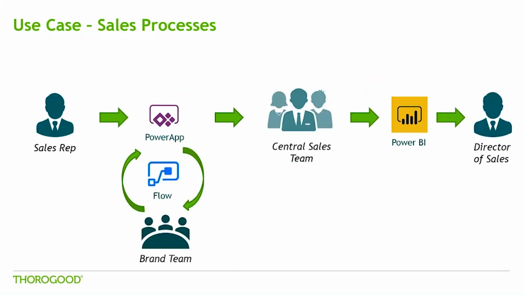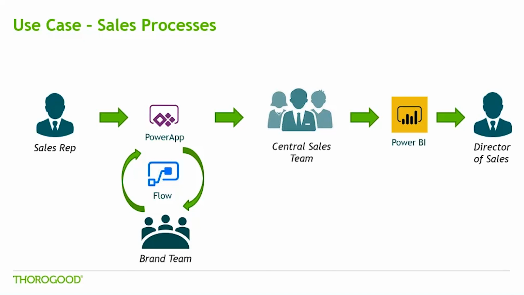To help streamline the process for approvals for samples, Microsoft Flow is used to automatically send emails to the relevant brand team members for approvals and comments. This information is surfaced directly within the Power App, giving the sales rep insight into the approval process and any feedback from the brand team.